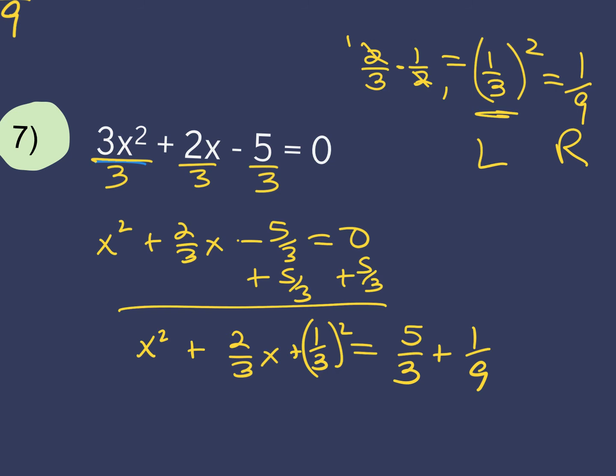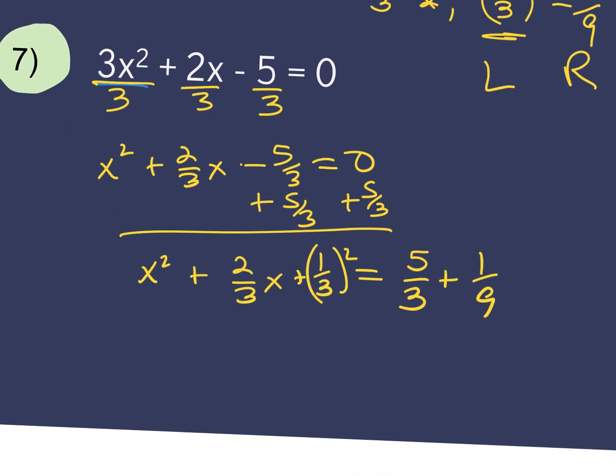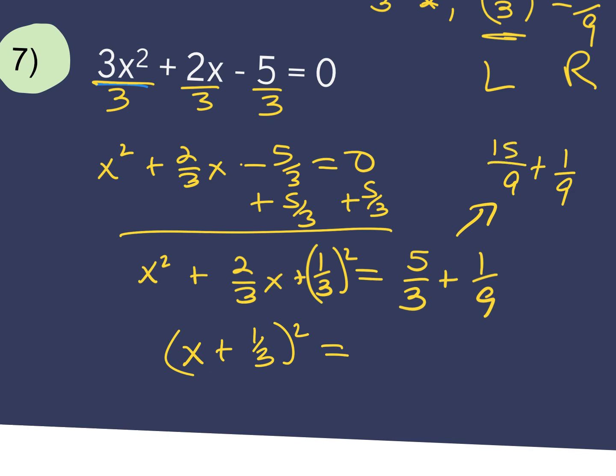And now I need to factor the left side and add the fractions on the right side. This factors into x plus 1/3 squared. And then now I'm going to add 5/3 plus 1/9. I need to find a common denominator. My common denominator is going to be 9. So this is actually going to turn into 15/9. And then when I add it, I get 16/9.